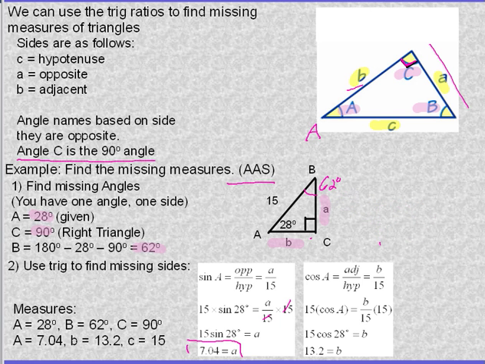You could actually use the Pythagorean theorem at this point to find b if you wished, since it is a right triangle. I went ahead and used the cosine. B is the adjacent side, so I set cosine of 28 degrees equal to adjacent, which is b, over my hypotenuse. Again, I cross multiply, and I'm going to find that b is equal to 15 cosine of 28, or 13.2. And now I have all my measures.